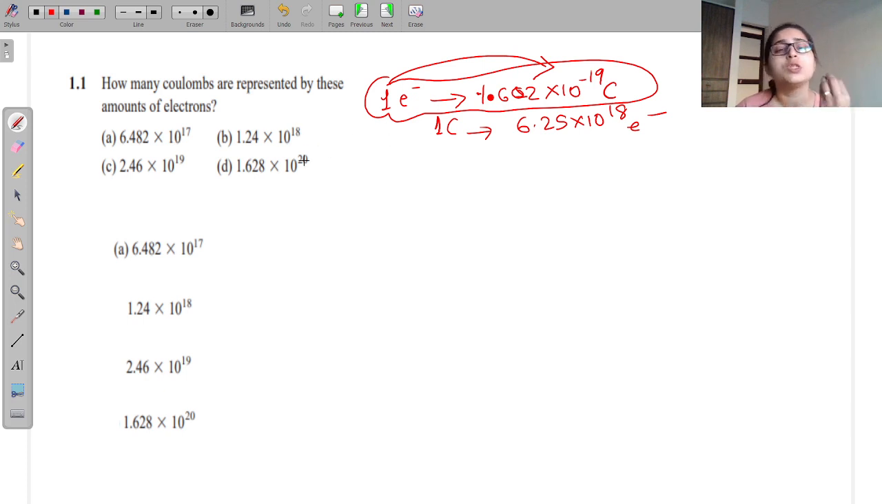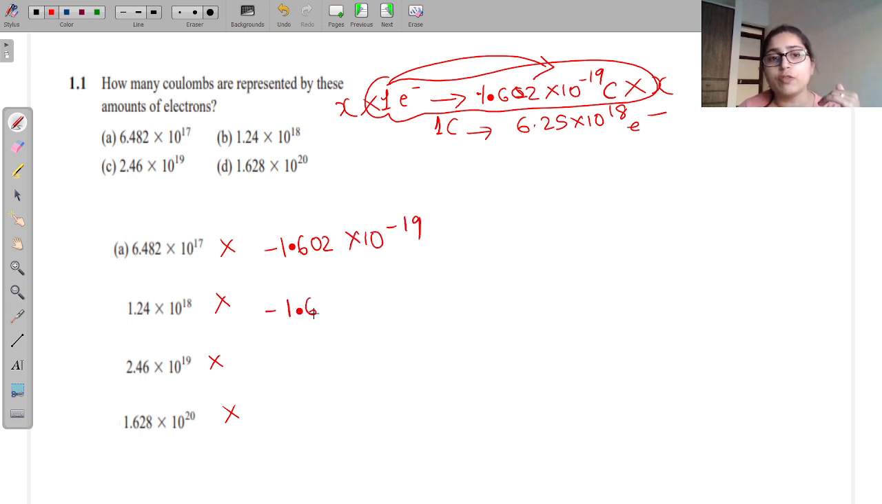how many coulombs. So it is nothing but if I am multiplying this with some value, I have to multiply the right hand side also with the same value, right? So if I'm multiplying this with 6.482 into 10 raised to 17, then this also should be multiplied with the same number. That means in all the problems the right hand side one part will be common, that will be the number which is given in the question, and everything should be multiplied with the charge of 1 electron. Charge of 1 electron.